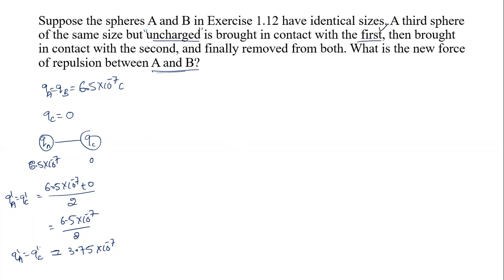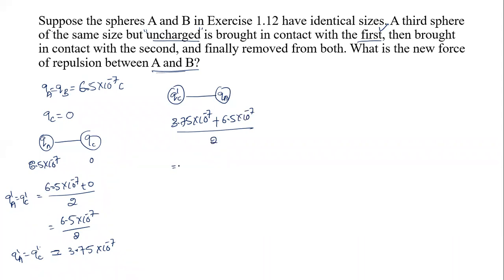Now I'm going to take QC prime and bring it to the second one. So QC prime is in contact with QB. They are going to share the charges, so the sharing of charge will occur between them. We need to find the total charge finally. Same thing: add these two and divide by 2. QC prime is 3.75 × 10^-7, and QB initially 6.5 × 10^-7, divided by 2.